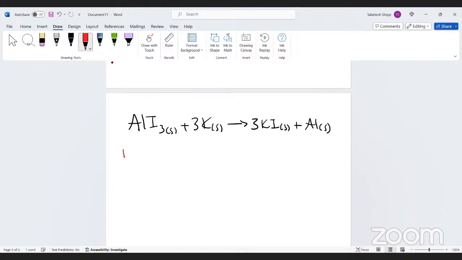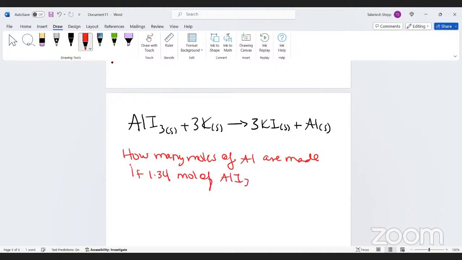Let me write it out. How many moles of aluminum are made if 1.34 moles of aluminum iodide are reacted with 3.21 moles of potassium? I know I write sloppy, y'all. Okay, that's the question right there.